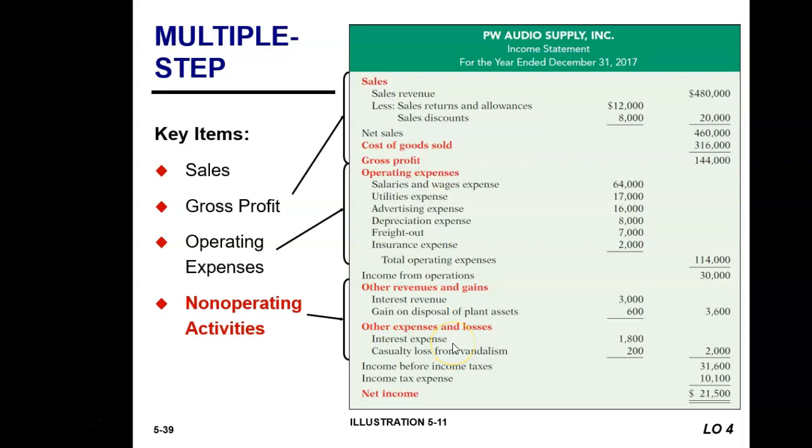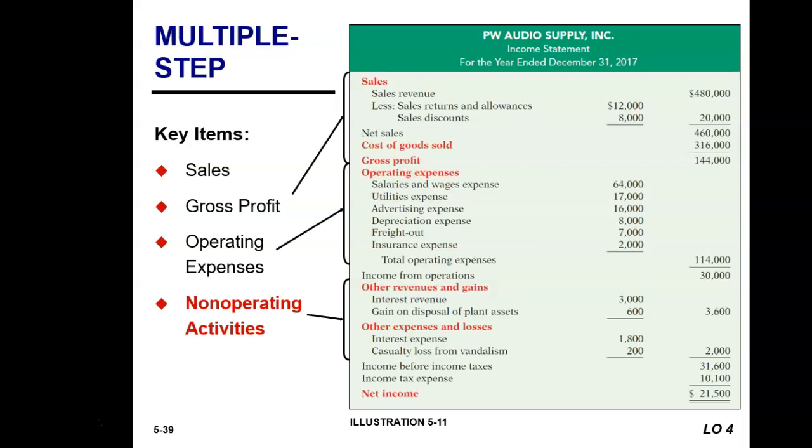So again, these are not our normal type of operation activities, and they're shown separately on the classified income statement. Now we'll take the income from operations, add the other revenues and gains, subtract out the other expenses and losses to determine the amount of income before income taxes.